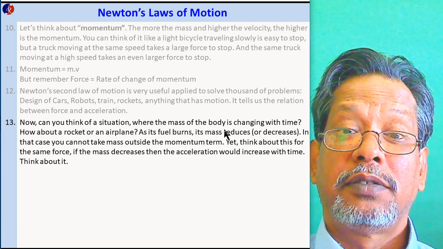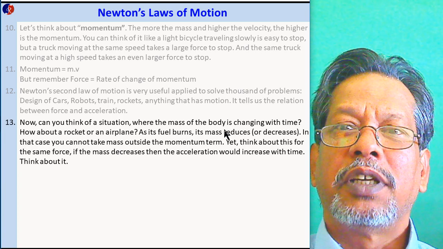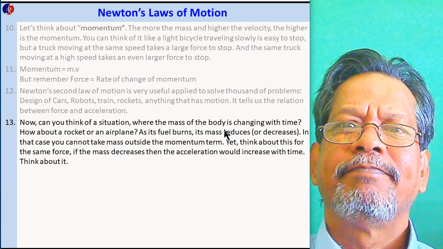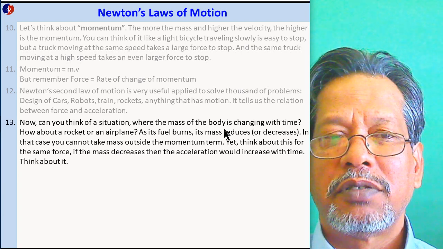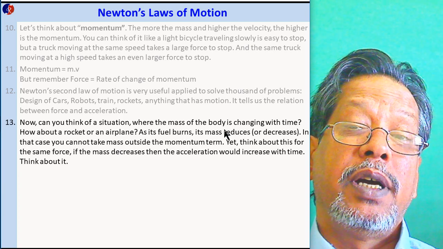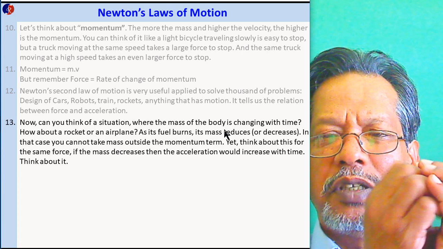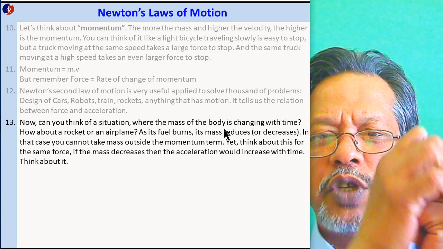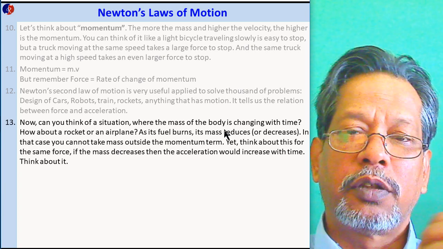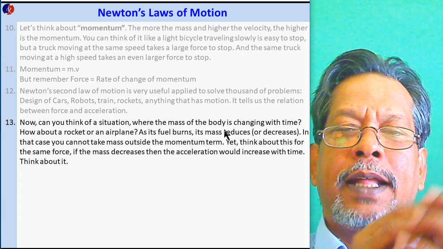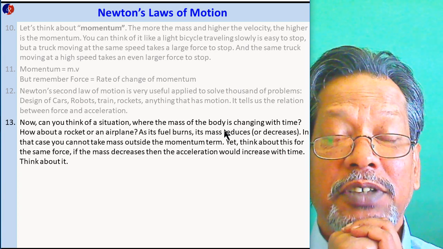Actually, the law's original concept was the rate of change of momentum. From there, we derived F equals ma, which normally we use. But what if the mass is changing? Normally, if you take a body, its mass is constant. Shape can change, but unless you break it into two parts or throw something into it, the mass remains constant. But there are situations where mass is not constant.